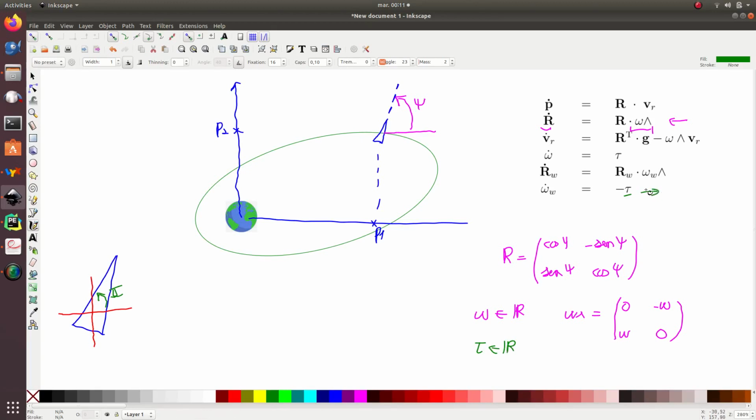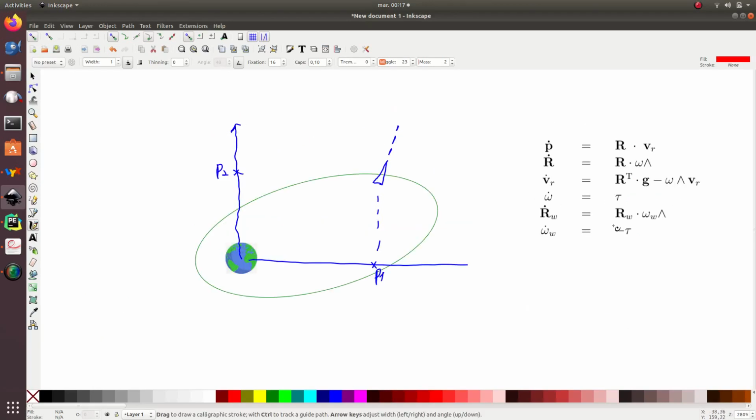This is the Euler equation, which corresponds to the Newton equation, but for rotation. RW is the orientation of the wheel, which is inside the satellite. This one corresponds to the rotation rate of the inertial wheel. And due to the action-reaction, we understand that here, if we have τ, here we have minus τ.